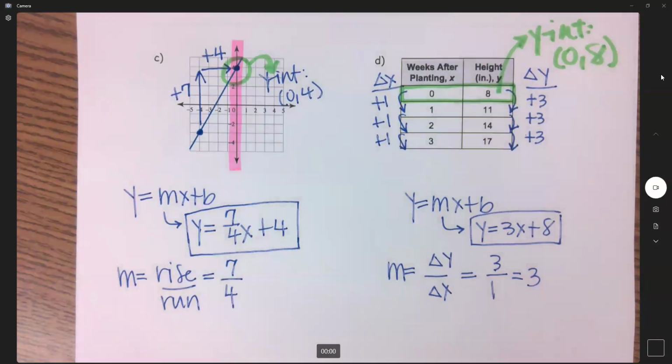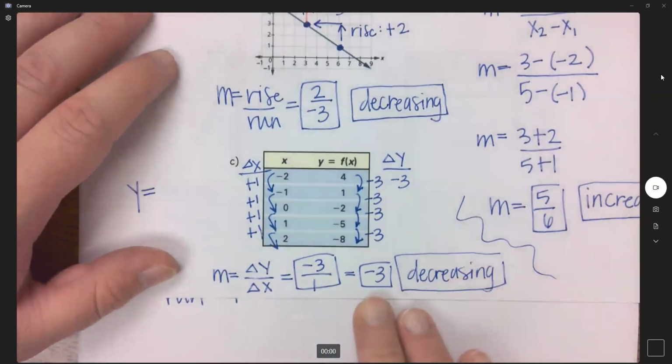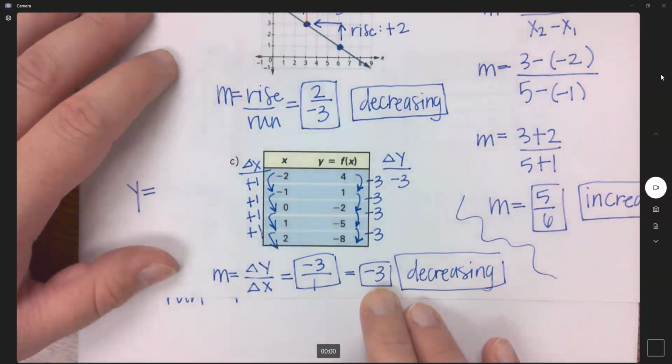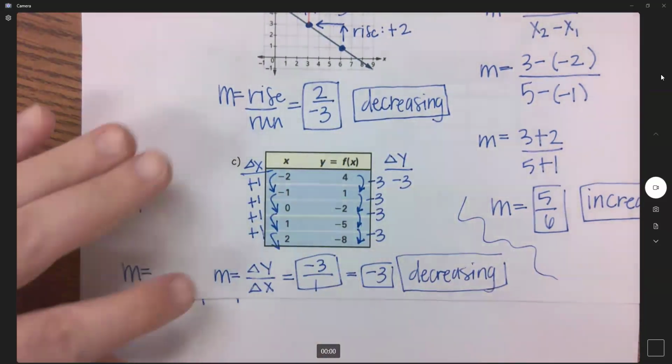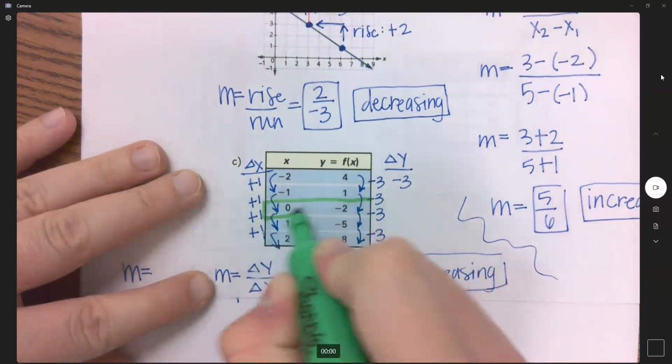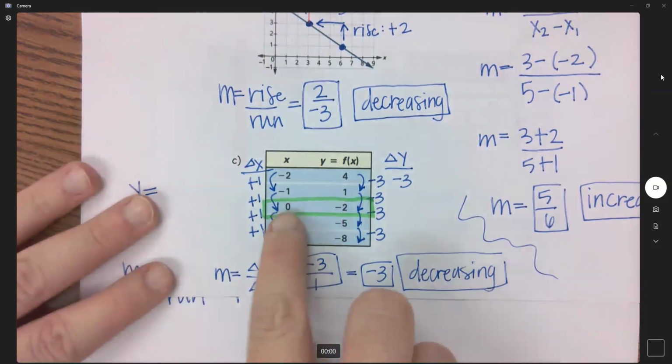Okay, if we refer back to example 1, all we were asked to do here was find the slope. We found it to be -3, but here, what's my y-intercept? My y-intercept is at 0, -2. So there's your b again. So you're looking for, where is that 0 at?